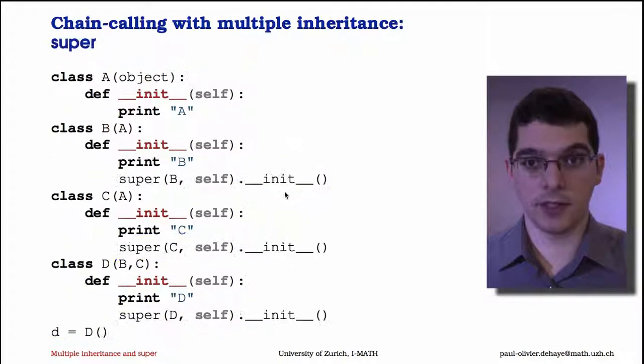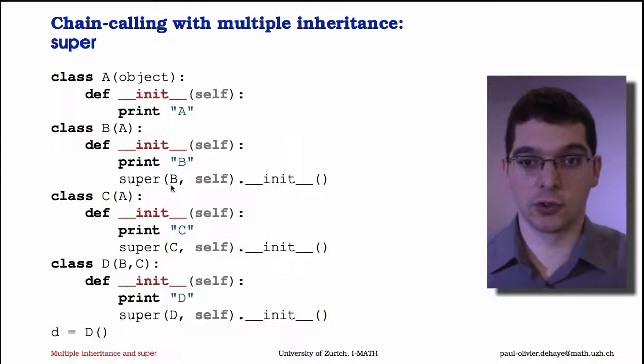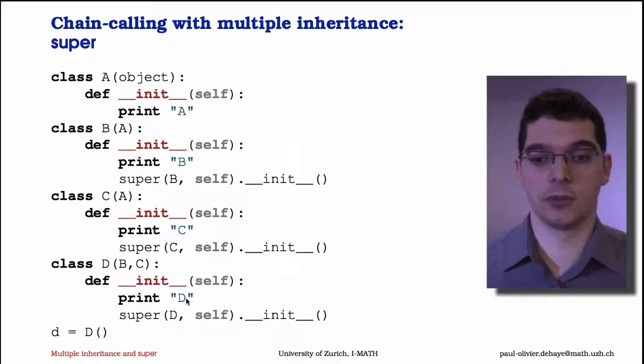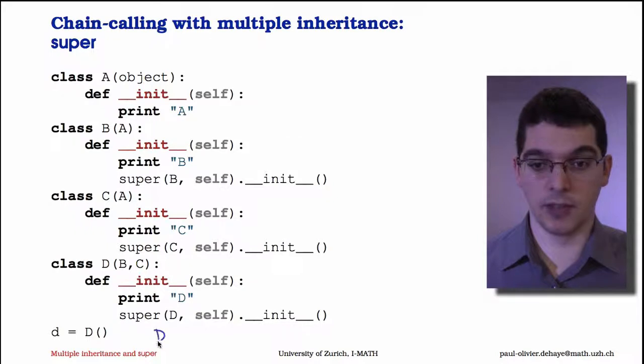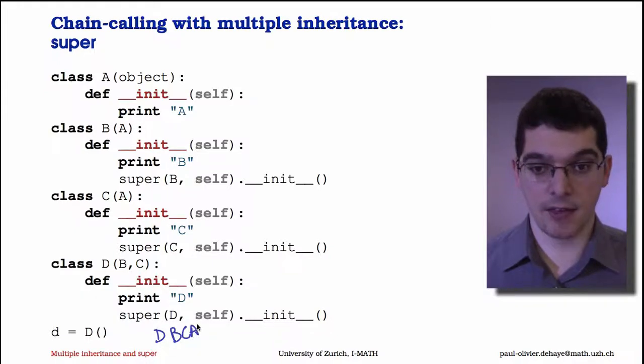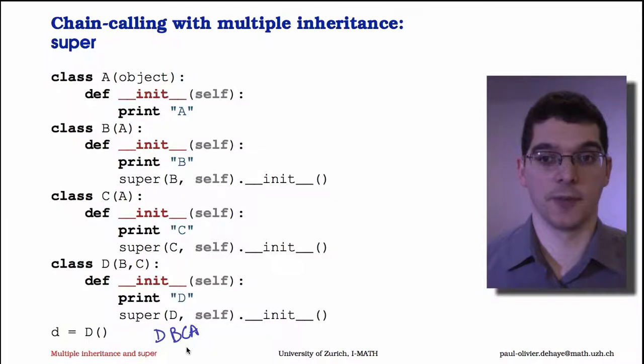So if you do it this way, then you have to use super. And super does exactly what I just did. It says, look at the next guy in the method resolution order. And if you do it this way, then you indeed print what you should. So you print DBCA. And this works in the sense that every constructor is called just once, and you're not calling the constructor for A twice.